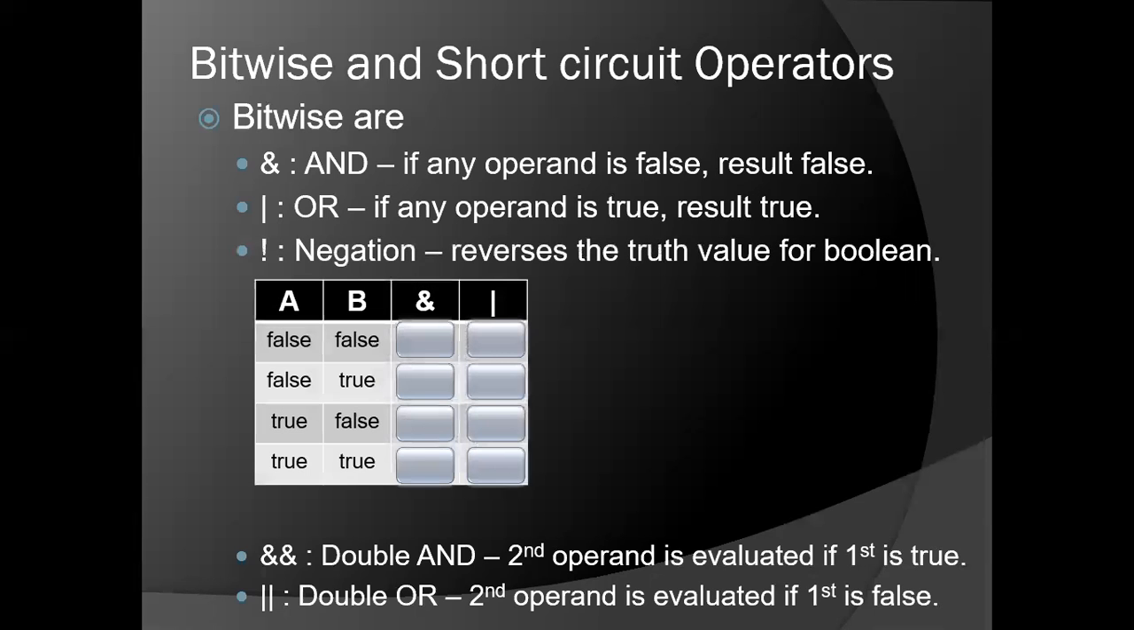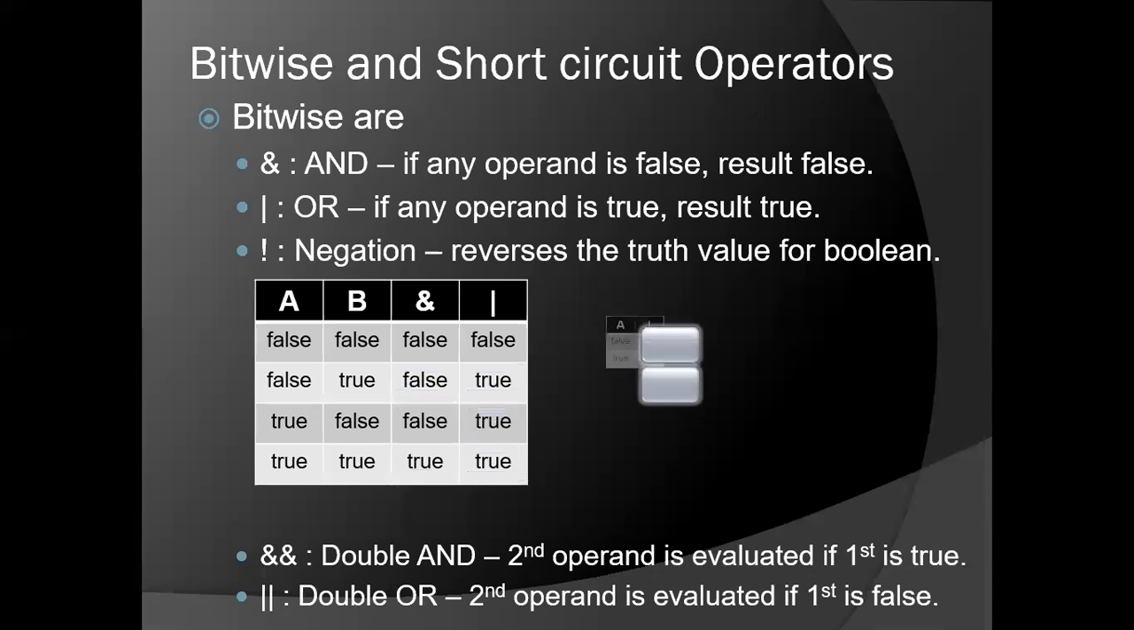Now please say the truth table and answer me with this one. First one, A is false, B is false. What will be A and B? For AND it is false. And for OR it's false. What about AND if false, true? If any one is false, AND is false, and OR is true. True, true gives true, true. What about negation? False negation is true, true negation is false. It's a reversal.